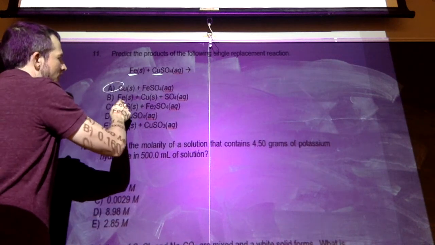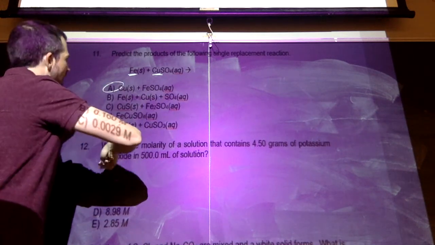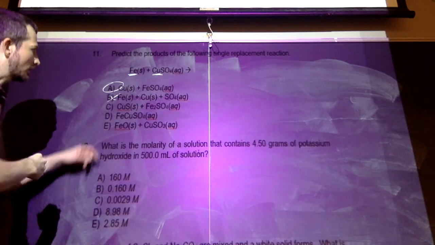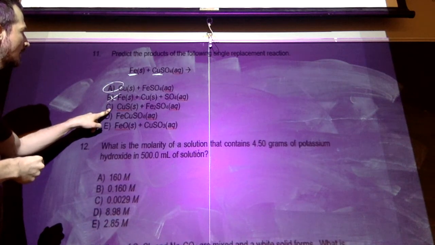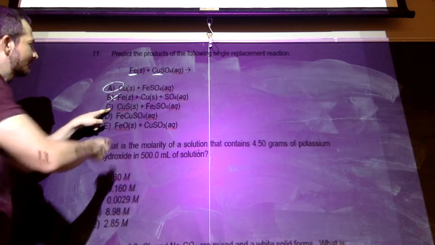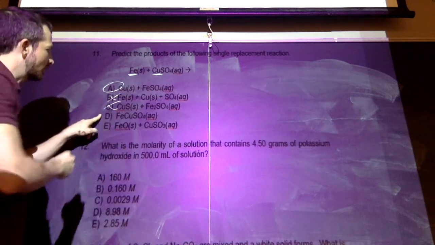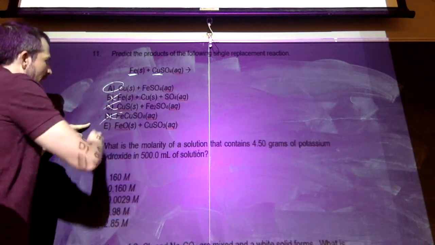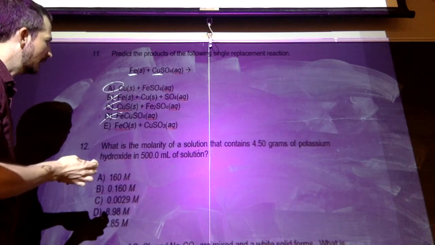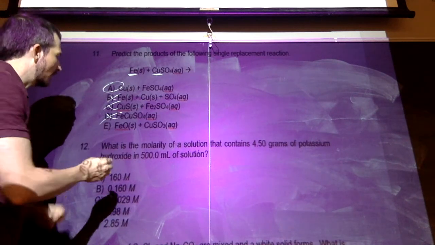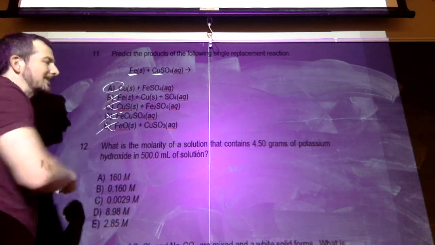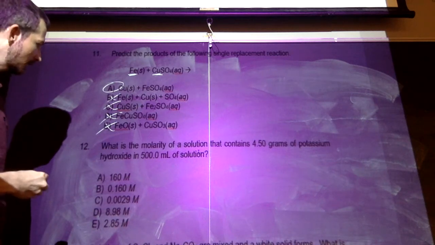Let's check out the other ones just in case. No, that's not showing anything replacing it. I'm not sure where the sulfur's coming from. They're not all combining together. And then, that takes away an oxygen. So only A is showing your single replacement.